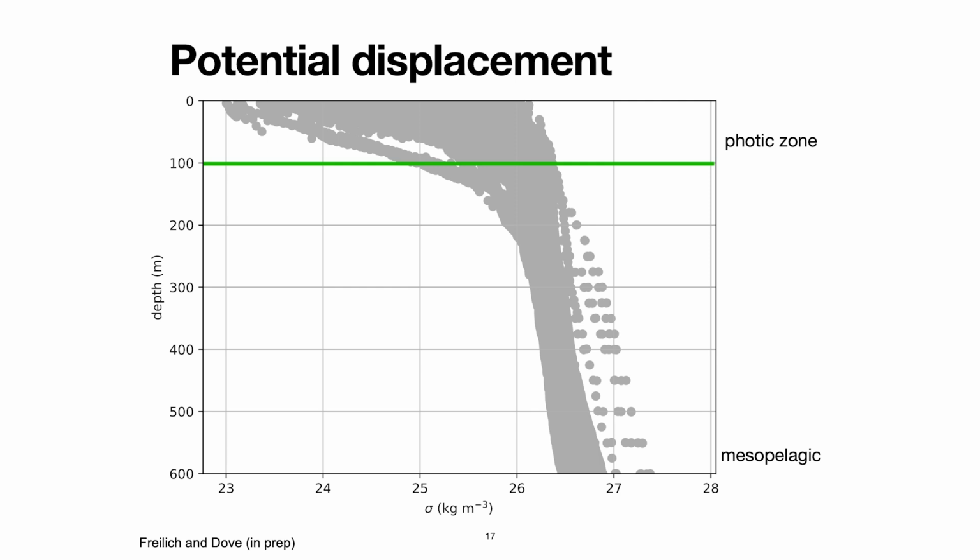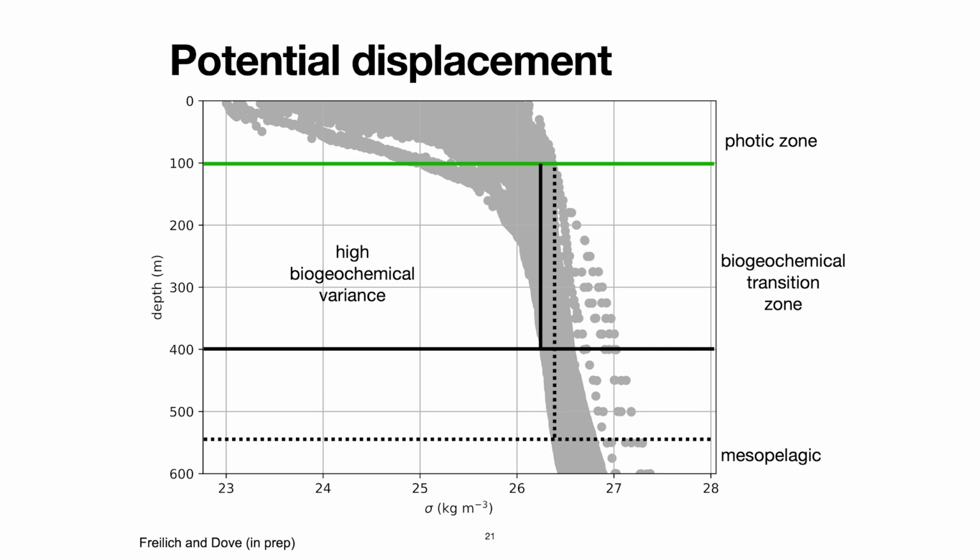So we take our line at 100 meters, we say we have to move along a density surface, so we have to move in the vertical. And that brings us down to about 400 meters in this particular location. If we take slightly denser water, maybe about the densest water that we find at 100 meters, then that gets us even deeper, to about 550 meters in this region. And so 550 meters is solidly into what we define in most regions as the mesopelagic ocean.